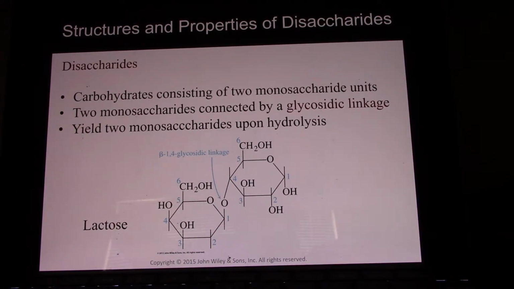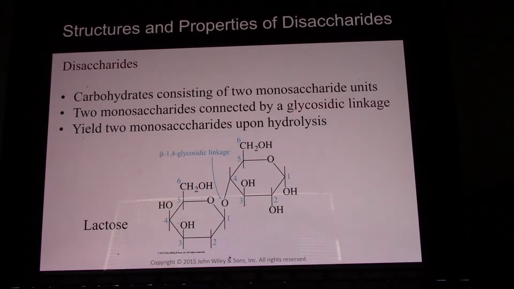Disaccharides. Carbohydrates consisting of 2 monosaccharide units. 2 monosaccharides connected by a glycosidic linkage are a disaccharide. And if you hydrolyze them, you get your 2 monosaccharides back. So lactose. Here we have a D-glucose and a galactose.